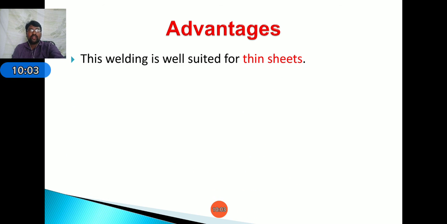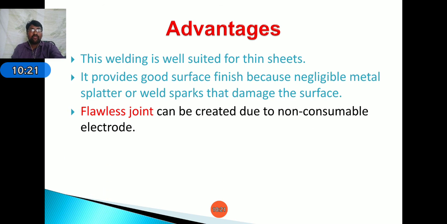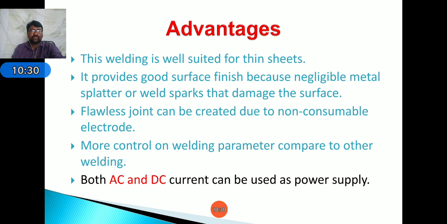Next, the welding is well suited for thin sheets. Next, it provides a good surface finish because there is negligible metal spatter or weld sparks that damage the workpiece, compared to the arc welding process. Next, flawless joints can be created. Next, there is more control on welding parameters compared to other welding processes. Both AC and DC power can be used.